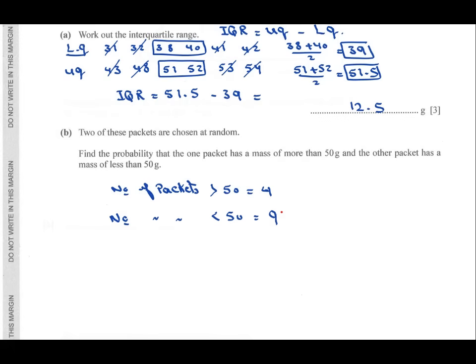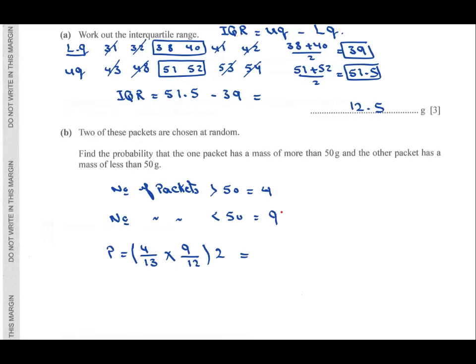The probability that one bucket has a mass more than 50 and the other bucket has a mass less than 50 equals, more than 50 will be 4 over 13 times, less than 50 will be 9 over 12, not over 13, because we draw two buckets at the same time. And then we have to multiply these probabilities times 2. Why multiplying them times 2? Because the order is important. I don't know which one will come first.